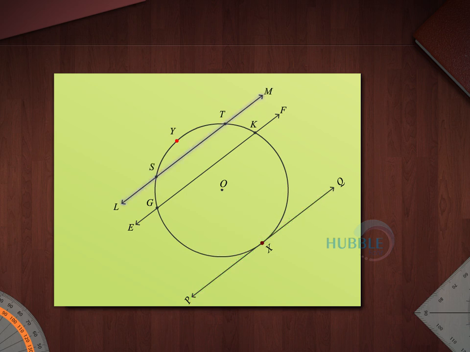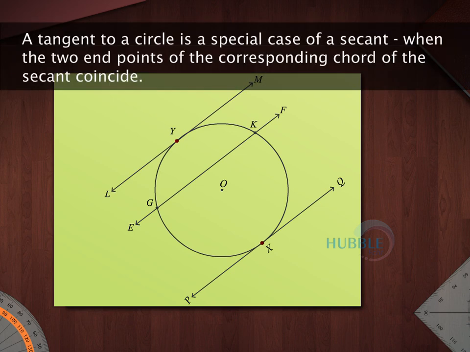Similarly, let's draw another secant LM parallel to secant EF. Secant LM intersects the circle at points S and T. Now, let's move the secant LM closer to point Y. As you can see, the distance between points S and T gets lesser and lesser as it approaches Y. Finally, the length of chord ST becomes 0. The points S and T coincide with point Y. Thus, LM is tangent to the circle at point Y. This shows that a tangent to a circle is a special case of a secant, when the 2 endpoints of the corresponding chord of the secant coincide.